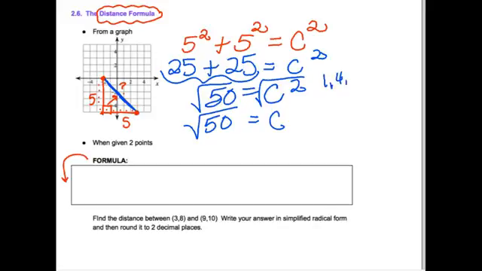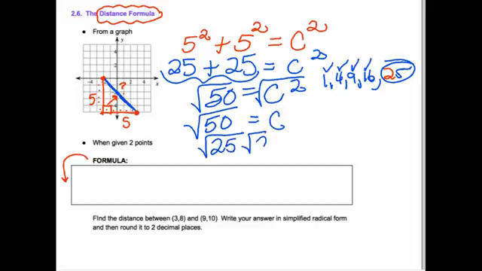Who is my perfect square hiding out? You might say, how's she listing those so fast? 1 times 1, 2 times 2, 3 times 3, 4 times 4, 5 times 5. The minute I write this, I'm like, score. I found a really nice big perfect square hiding in the square root of 50. And so I break it apart. I know this is 5, and I say 5 root 2 is this length.